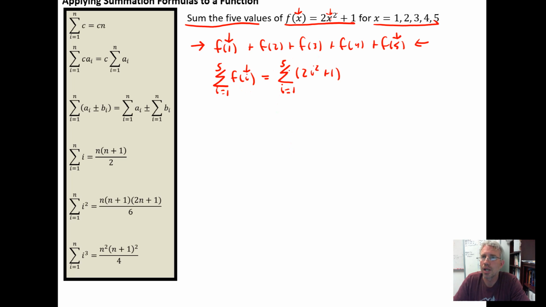plus 1. And then we can use this summation formula and this summation formula at the same time to break this summation up into pieces. So I'm going to get a constant 2 times the sum from i equals 1 to 5 of i squared, the 2i squared term, plus, using this summation formula, the sum from i equals 1 to 5 of 1. This will be the first of 2 examples. The second example will play off of this but be a little bit more complicated.